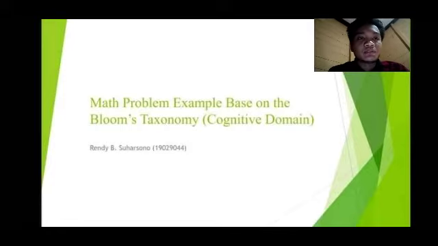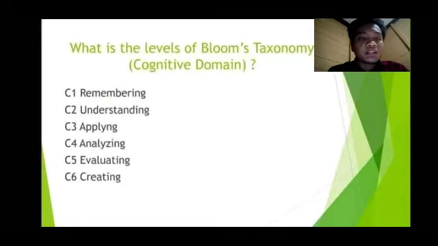Next, what are the levels of Bloom Taxonomy cognitive domain? The first one is C1, remembering. The second one is C2, understanding. The third one is C3, applying. The fourth one is C4, analyzing. Next one is C5, evaluating, and the last is C6, creating.